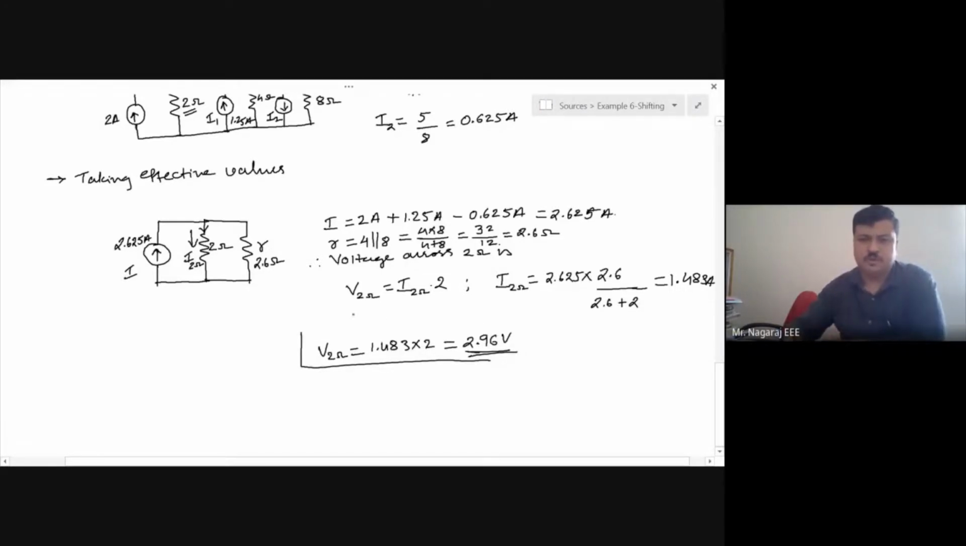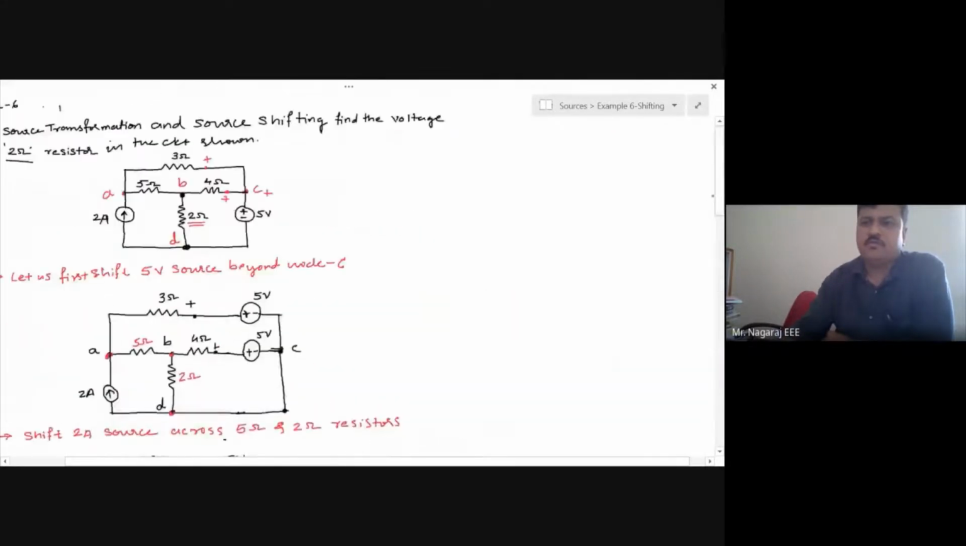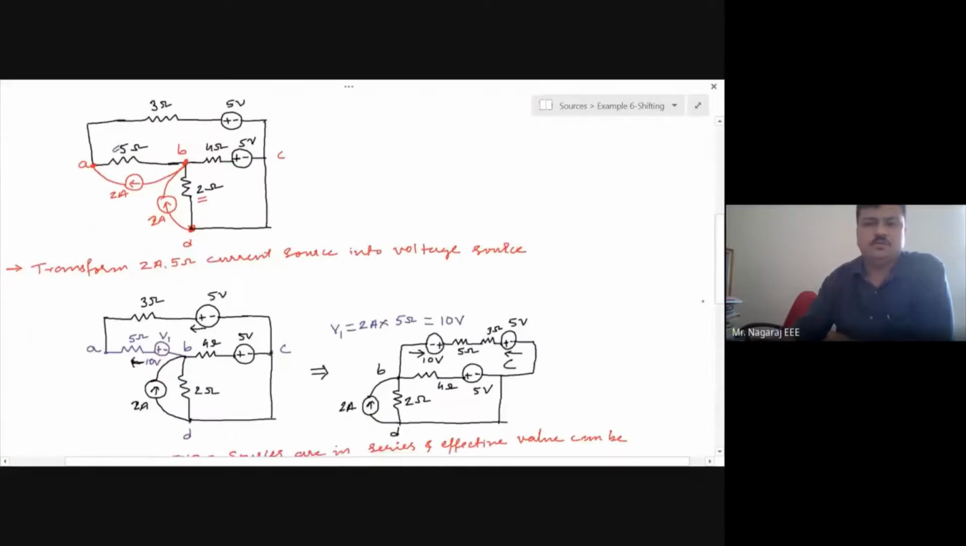So we should be observing what is being asked to find, and that element where it is existing, and whether that can be consumed in any transformation or not. If it is getting consumed in any transformation or shifting, we should not touch that. Okay? So this is how we have to find the solution for the given example.